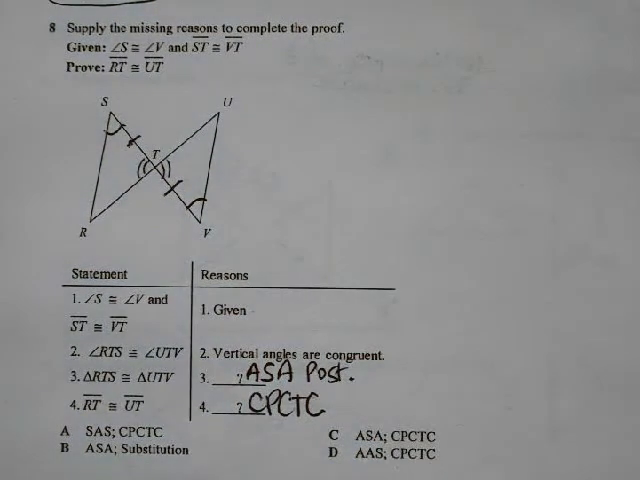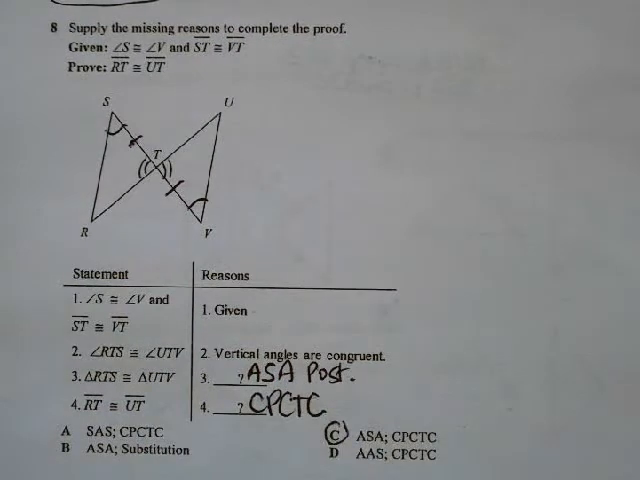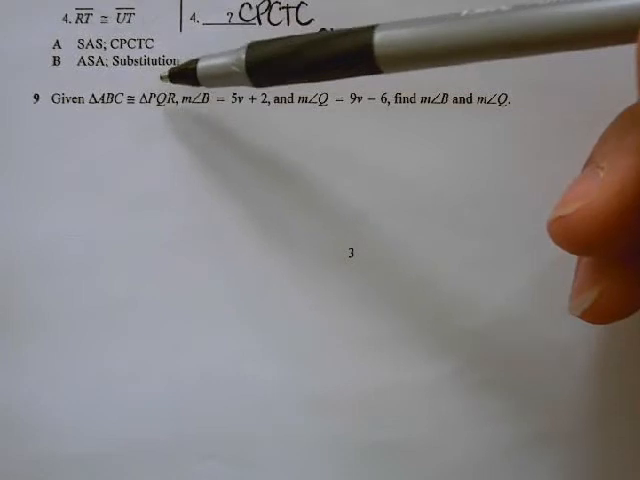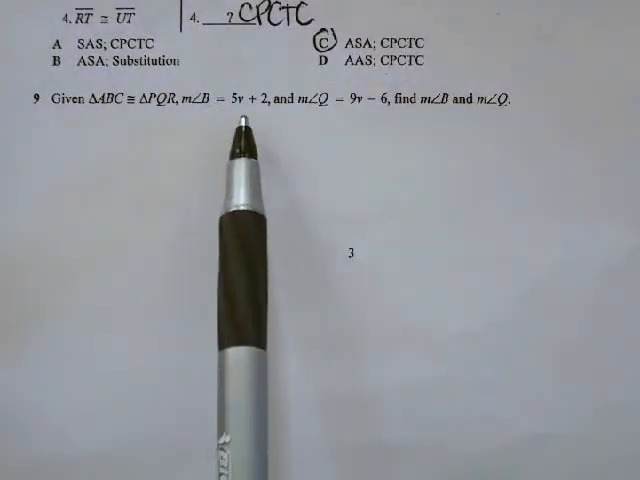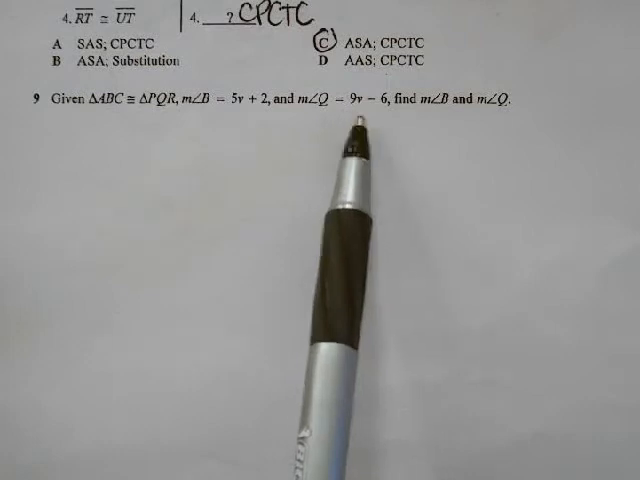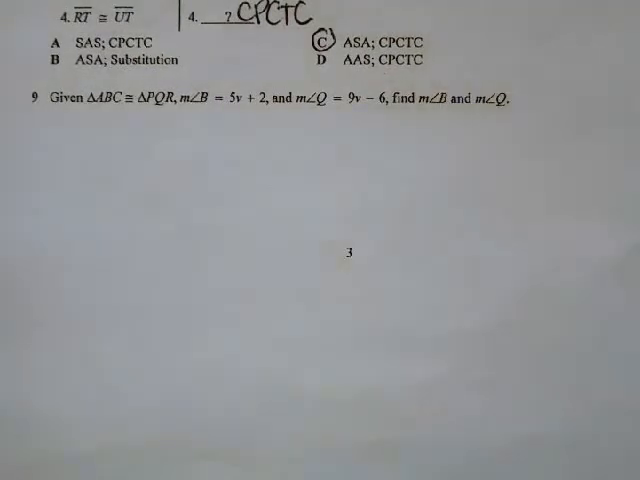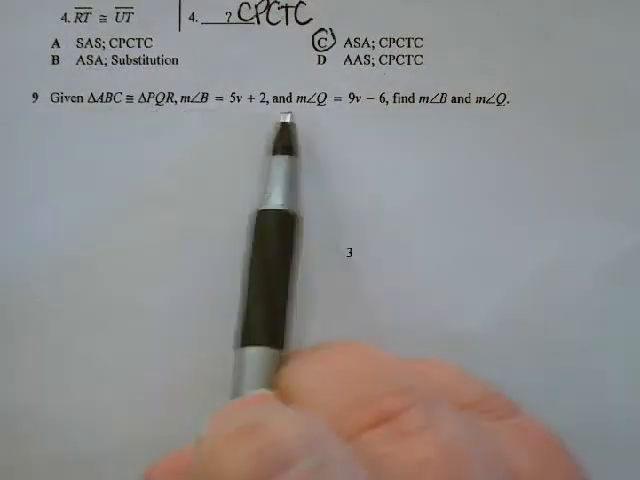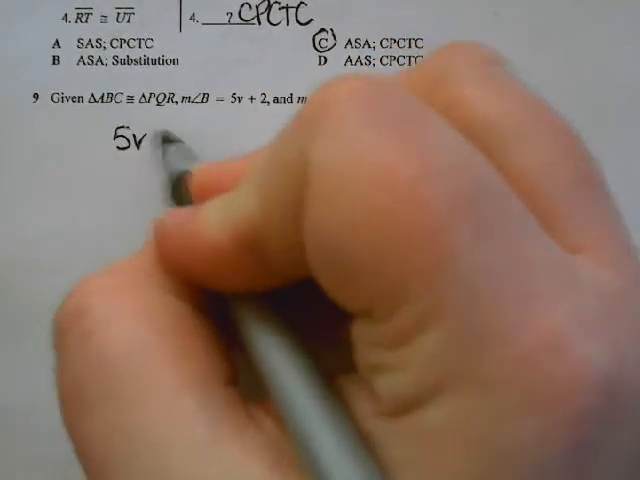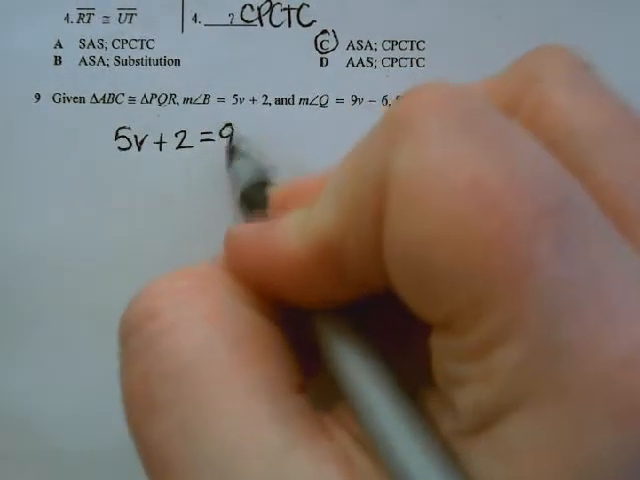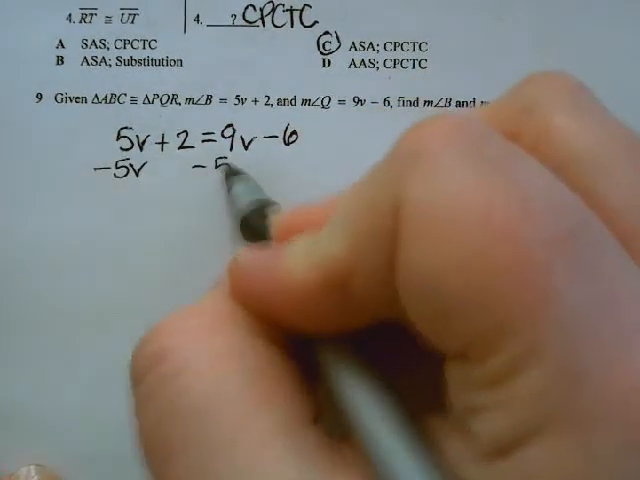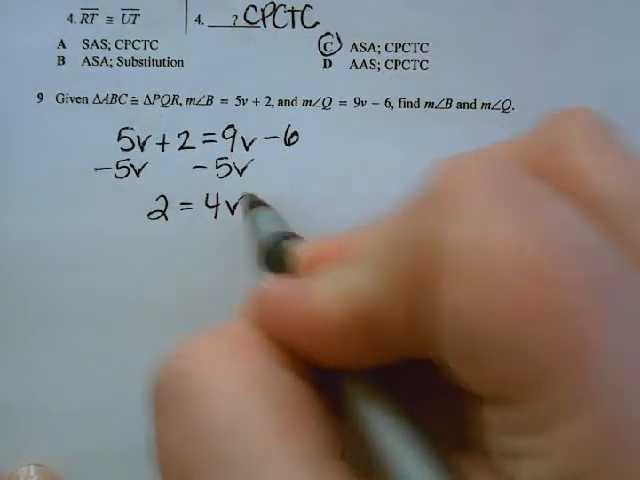Number 9, given triangle ABC is congruent to triangle PQR. Angle B is 5V plus 2, angle Q is 9V minus 6. Find the measure of angle B and the measure of angle Q. So we're looking at angle B, and it is in the same position as Q, so we know that these two angles are congruent. Alrighty, so I'm going to solve for V, subtracting 5V, adding 6, divided by 4. V is equal to 2.